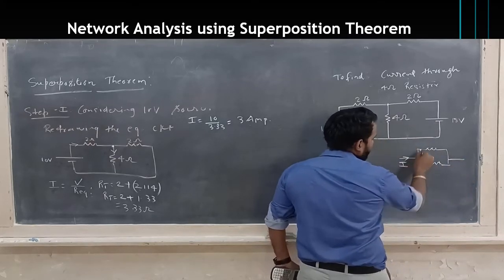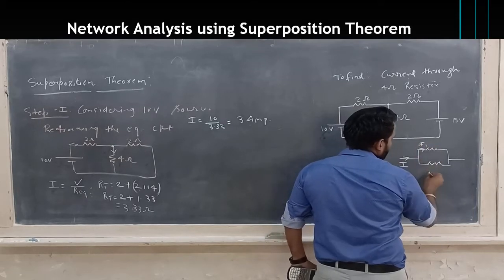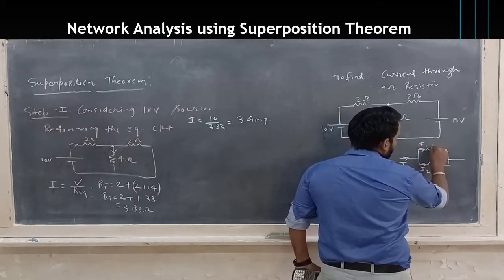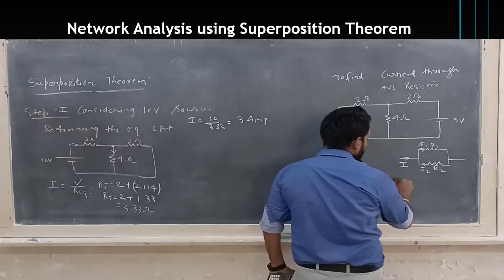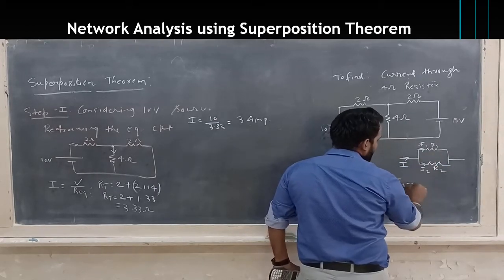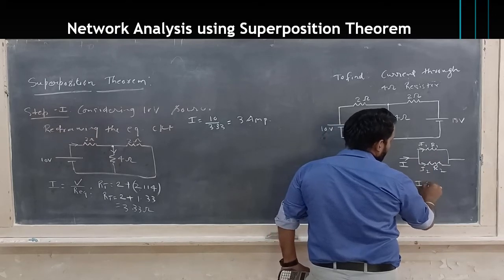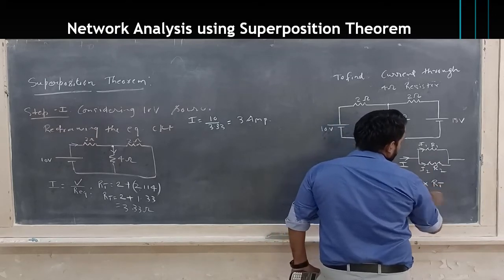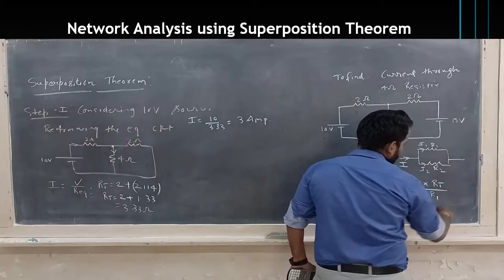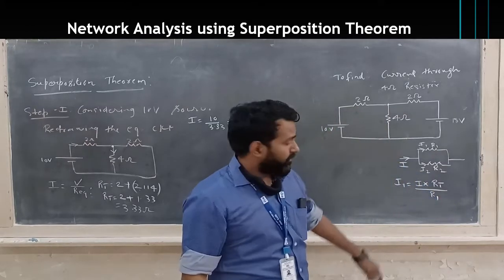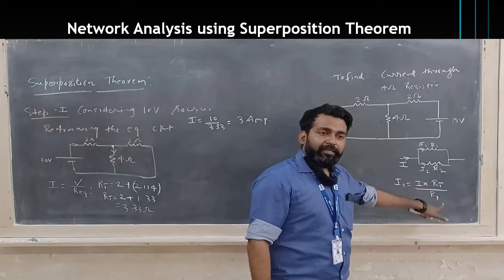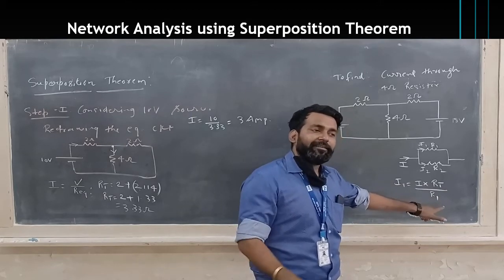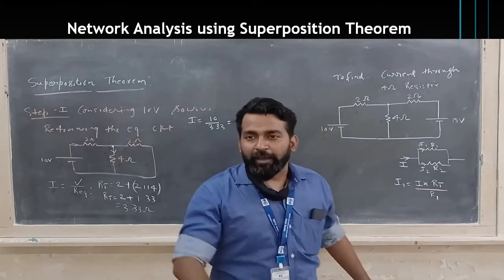This is I, this is I1, this is I2, this is R1, this is R2. Then using the current divider rule, you can find I1. I1 is nothing but total current I multiplied by RT divided by R1, that is, I1 equals I into RT upon R1. The current divider rule is applicable in cases when current is getting divided into parallel branches.